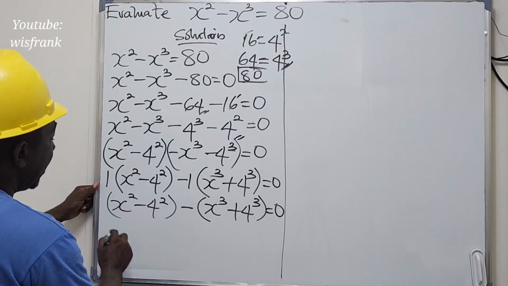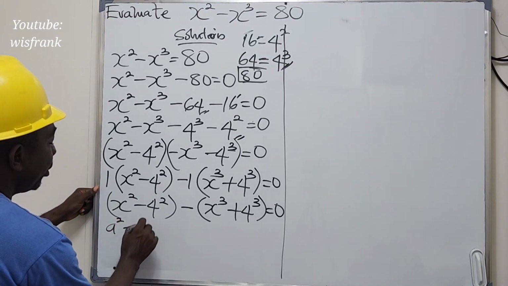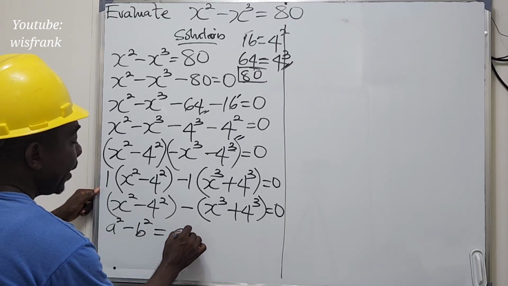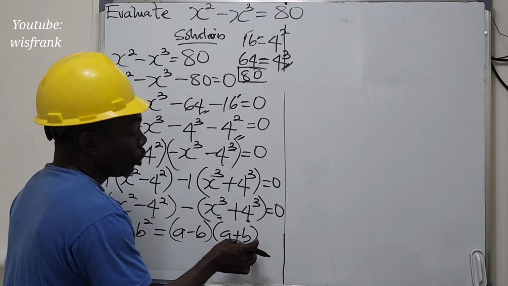So this first one is in the form where we have a to the power of 2 minus b to the power of 2. Here the solution is the difference of 2 squares, which is a minus b all into a plus b. So we have this.